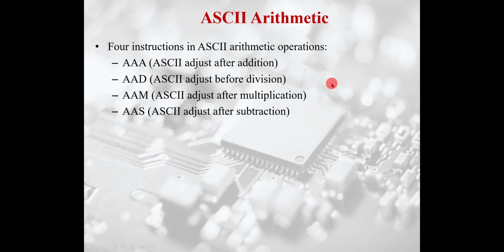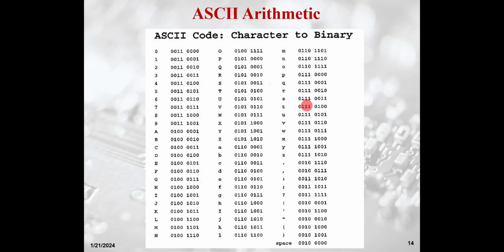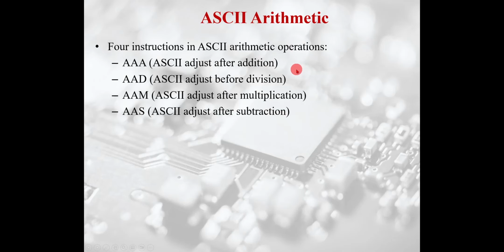So when you are doing arithmetic operations, and finally you want to send it for display, say on our computer monitor, all these can be displayed. So finally the binary information needs to be converted to ASCII characters for display on a monitor. So we have these commands: adjust ASCII after addition, adjust ASCII after division. That is adjust ASCII.